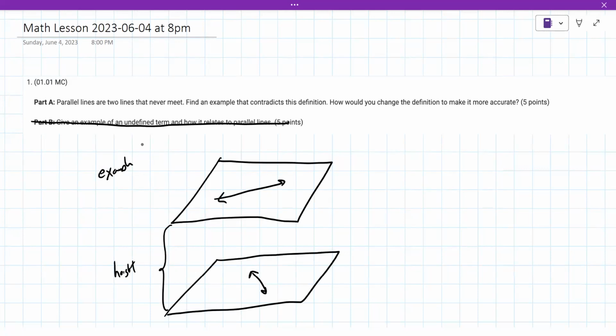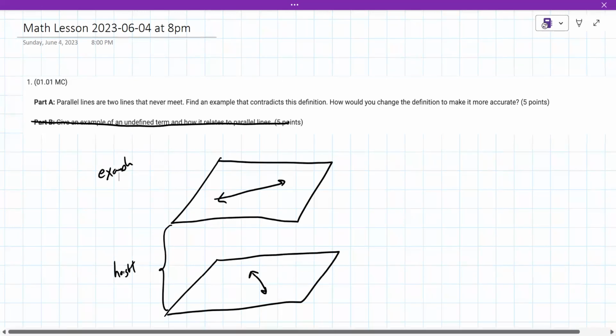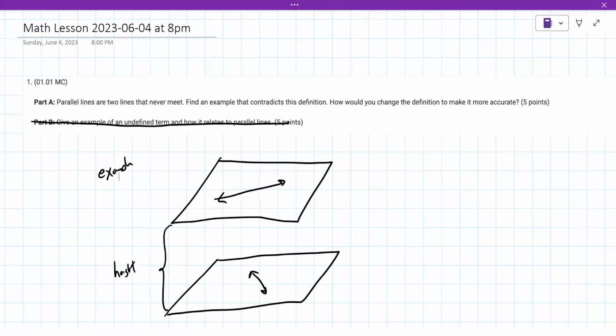They're not parallel. I think they want you to write like a... Yes, find two examples. How do you change the definition to make it more accurate? Yeah, we'll do that in a moment.